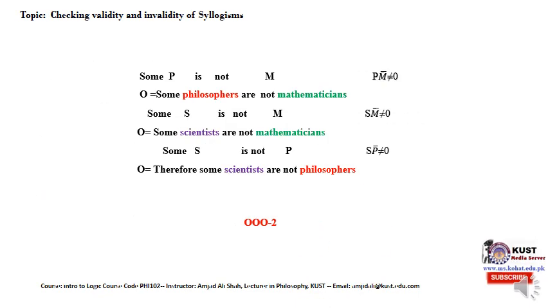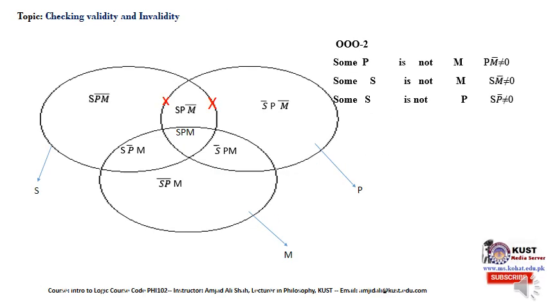Next we have OOO2. Some philosophers are not mathematicians, some scientists are not mathematicians, therefore some scientists are not philosophers. Now, some P is not M, PM bar is not equal to 0. Same is the case with this one, as you know about this whole process. Now let's check it by means of the Venn diagram technique.